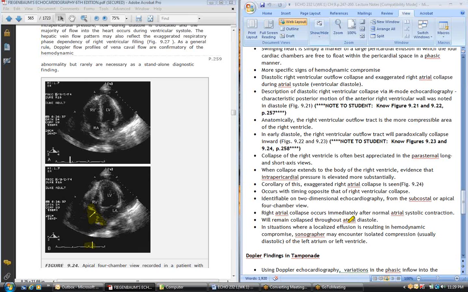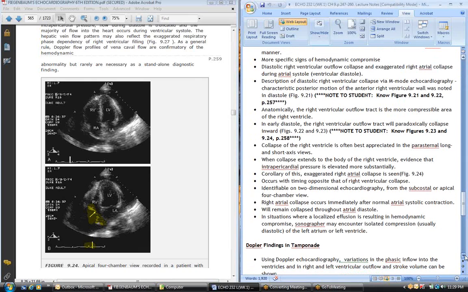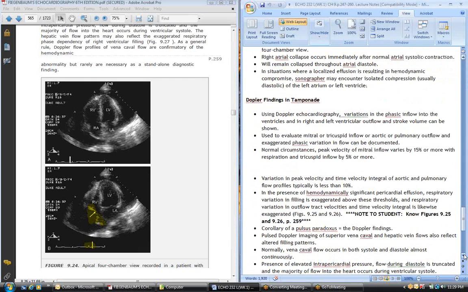In situations where a localized effusion is resulting in hemodynamic compromise, the sonographer may encounter isolated compression, usually diastolic, of the left atrium or left ventricle. So your Doppler findings in tamponade: variations again in the phasic inflow into the ventricles, right and left ventricular outflow and stroke volume can be shown. Doppler used to evaluate mitral or tricuspid inflow or aortic or pulmonic outflow with exaggerated phasic variation needs to be documented.